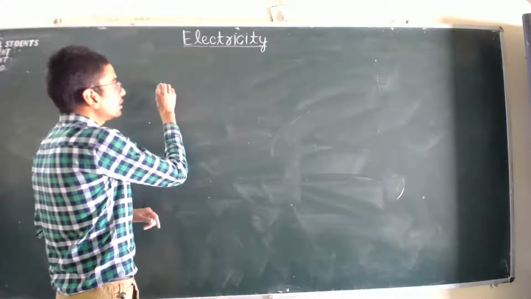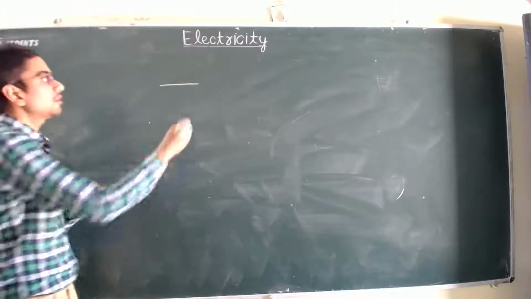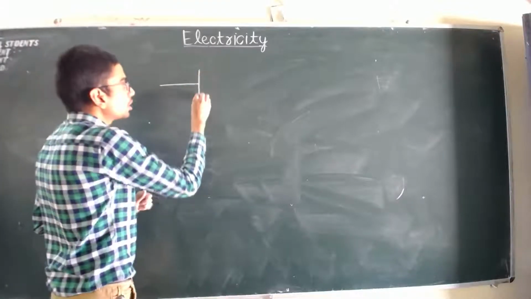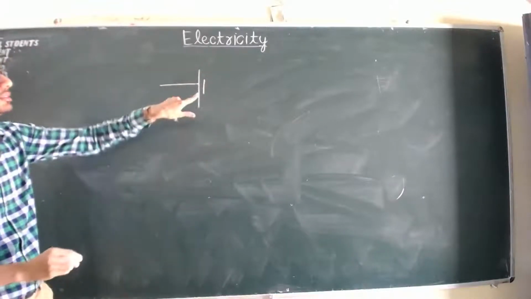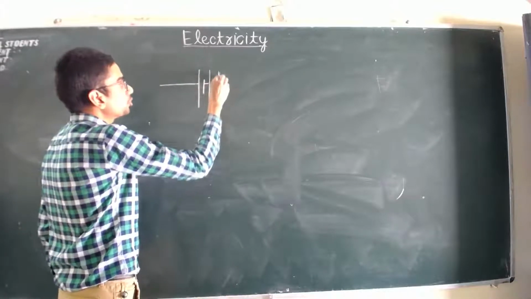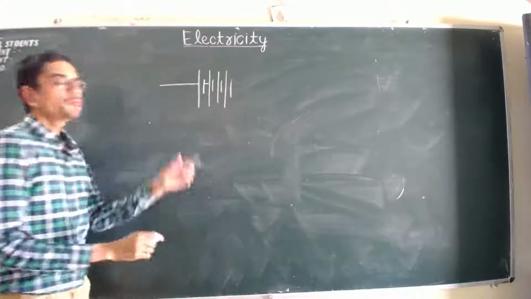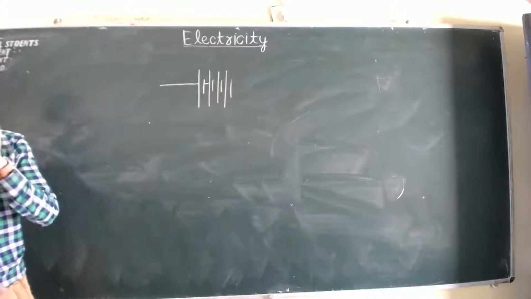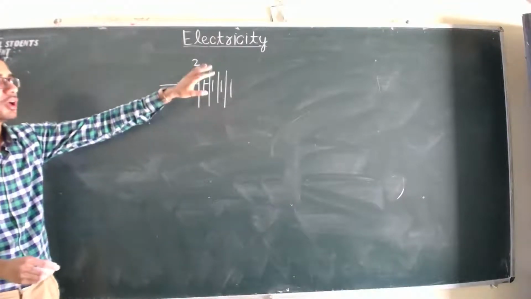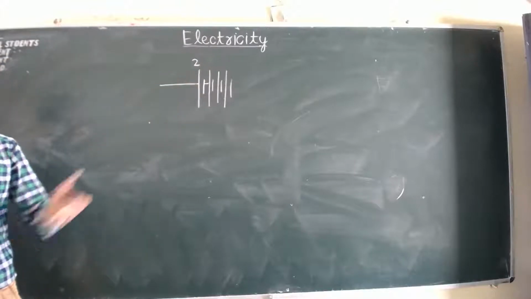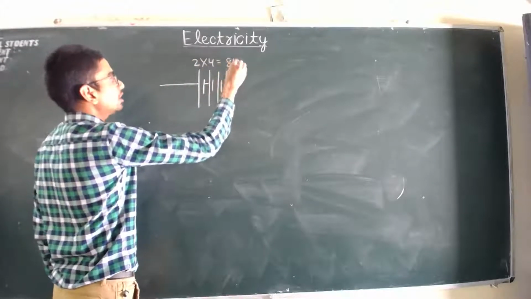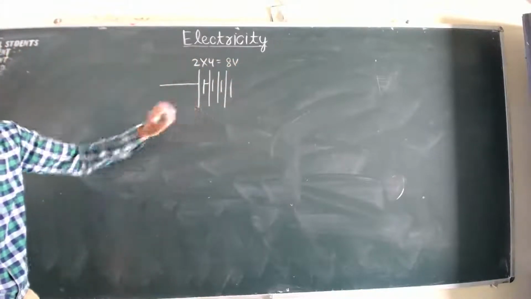So when you draw an electric circuit, you must have an electric cell or battery. You know how to draw a cell. This is one cell and this is two cells. So you can draw like this. This is a battery of 4 cells. If the potential of one cell is 2 volt, then what is the potential difference of this battery? Because there are 4 cells, 2 into 4, 8 volt. So this is the potential difference created by this battery.